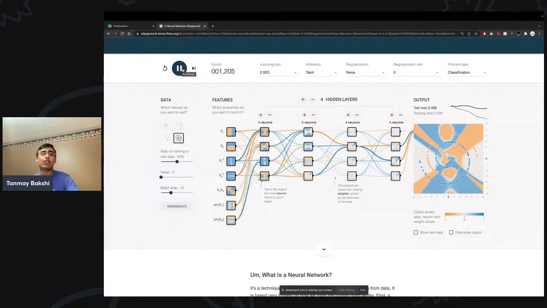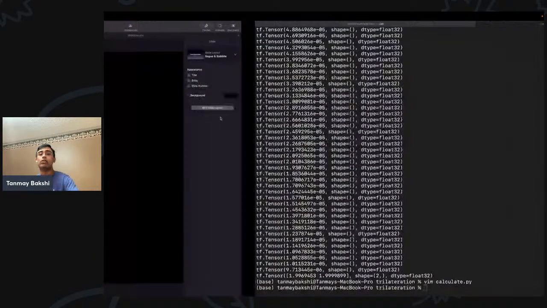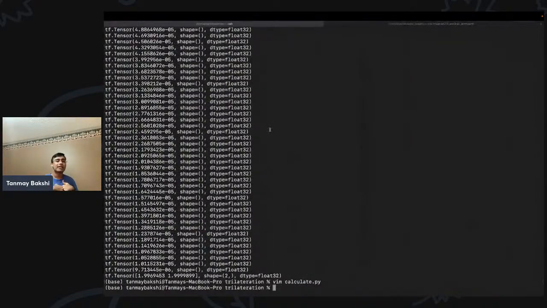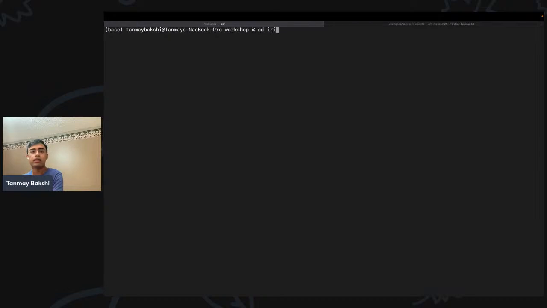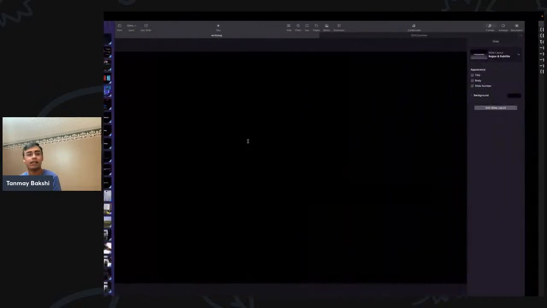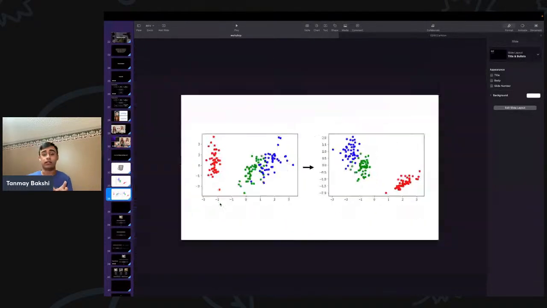Now, what's really interesting is that the way these neural networks are trained enables you to extract insights from your data in almost unexpected ways. Right, and I want to show you a quick demonstration of what I mean by that. To do so, I want to go back to this example that I was showing you just a moment ago with the different colored dots.